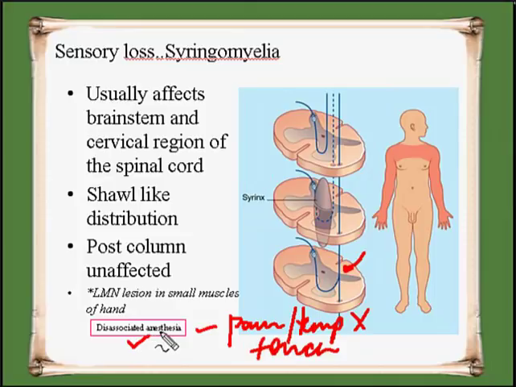Now, if the syrinx, as you can see here, gets larger, and it travels in the region of the anterior horn, then at that time you might have a lower motor neuron lesion, because the anterior horn cells are affected, and these will be seen in the small muscles of the hand. Why in the small muscles? Again, because it's the cervical region of the spinal cord, and the nerve fibers which come out from the anterior horn cells go to supply the tiny muscles present in the hand. So that's why you have a lower motor neuron type of lesion in the small muscles of the hand if the syrinx travels in such a way that it involves the anterior horn cells.